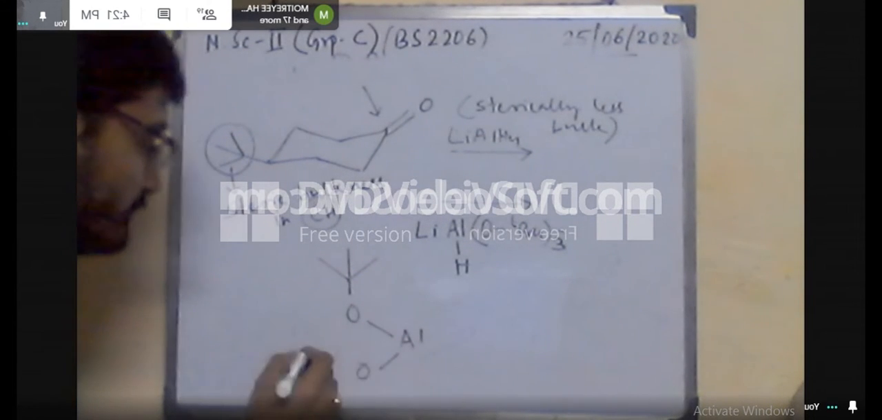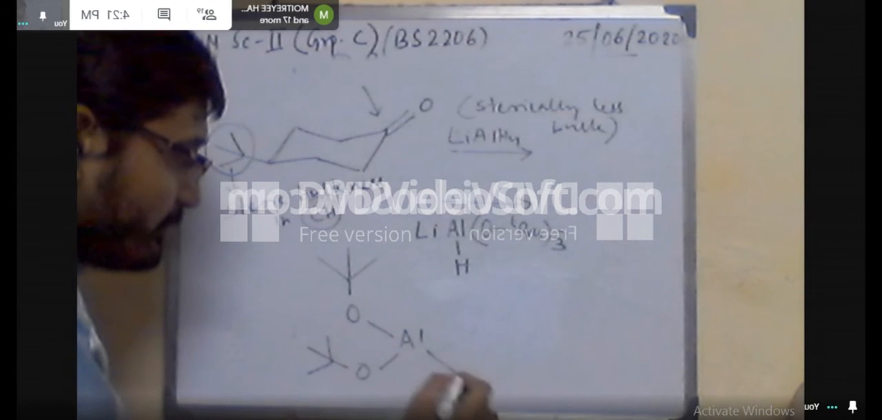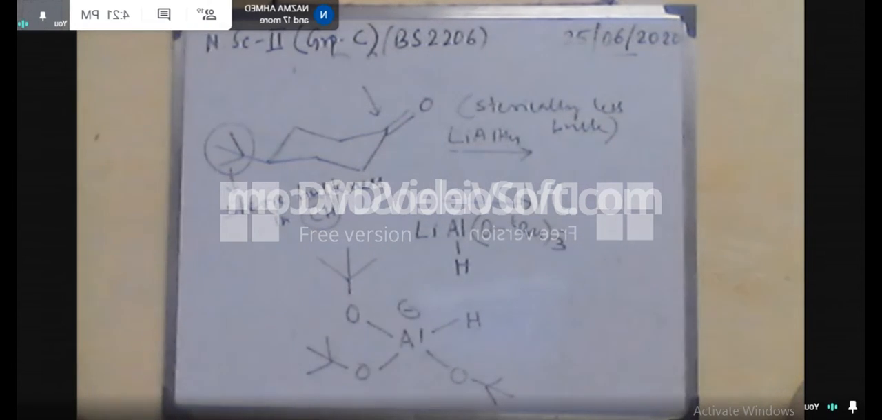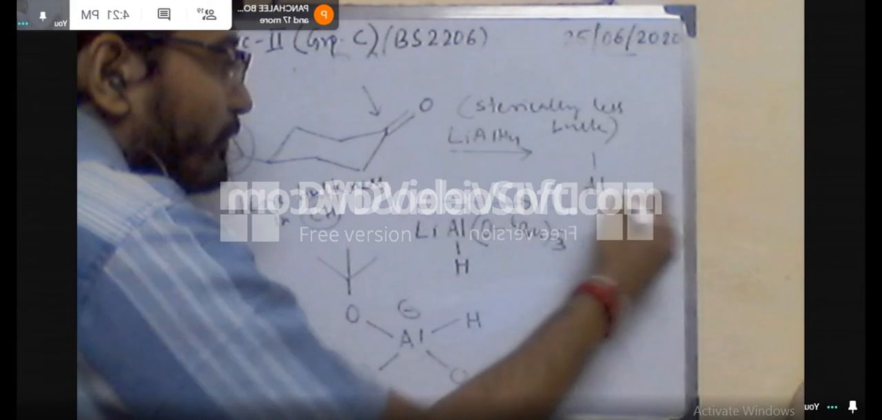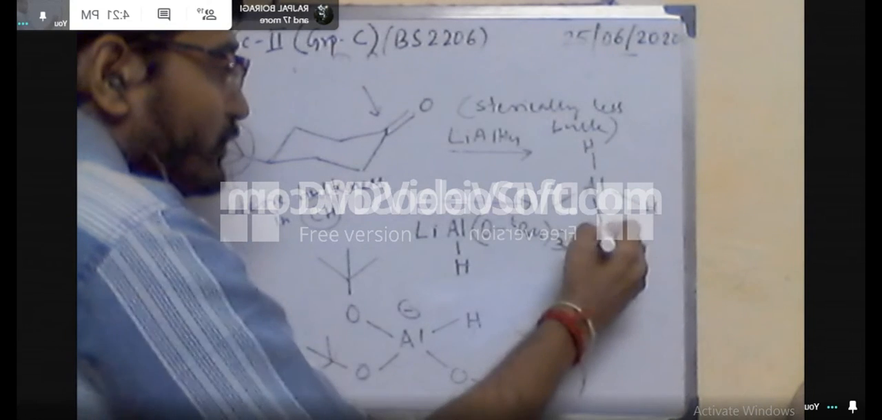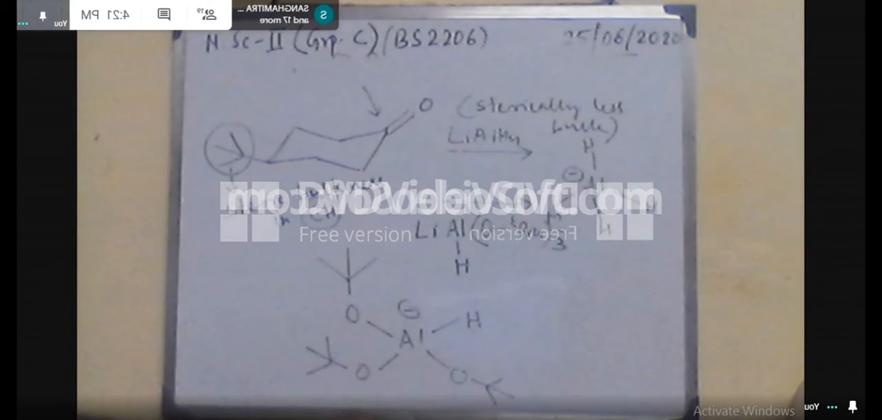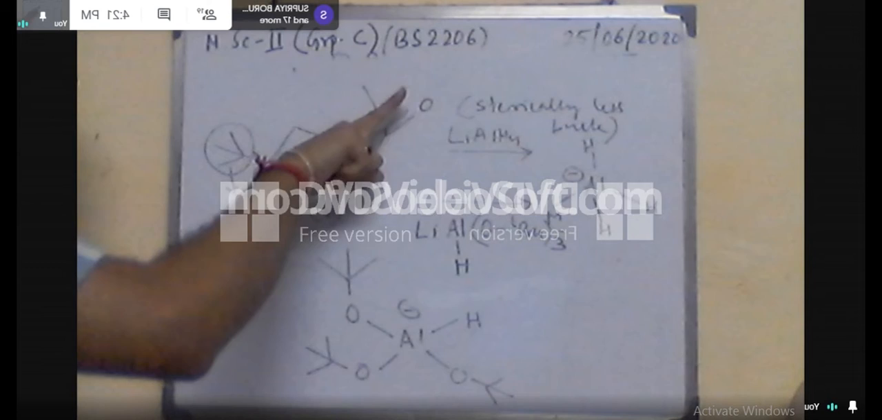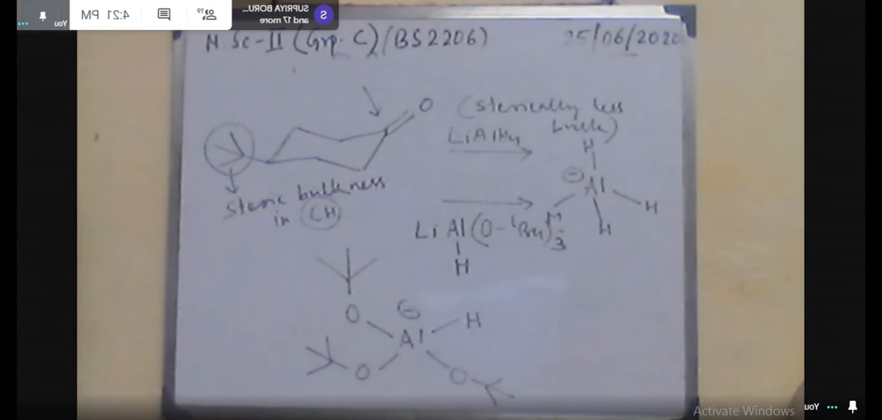Not only that, here after attack by the hydride from the top side, you can see that the OH will be in the equatorial position after the reduction of the reaction. So that means by using this less bulky reagent, you will get OH at the downward position and hydride in the beta position. So no additional gauche-butane interaction is present here, and not only that, this group and this group are also in the anti position, no steric repulsion. So sterically this is favorable.